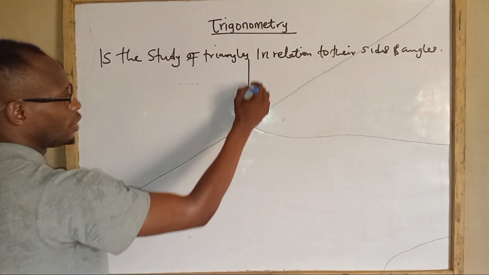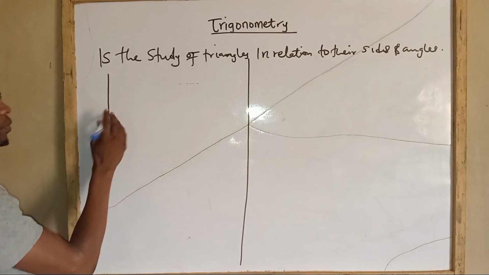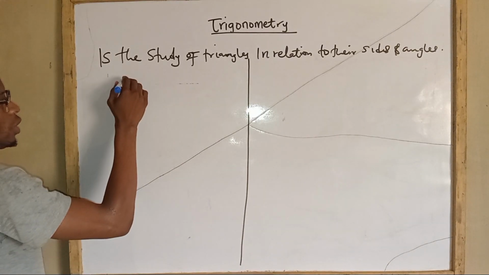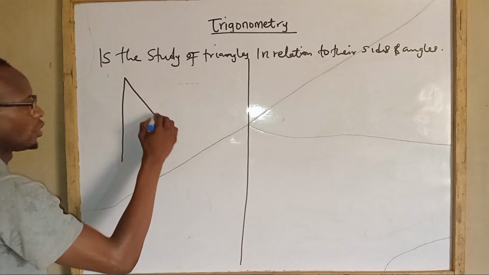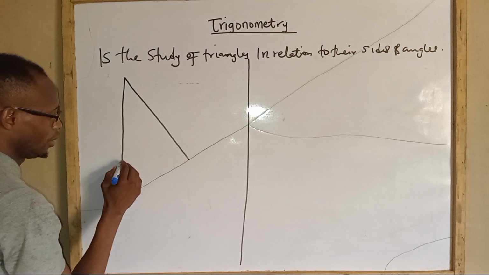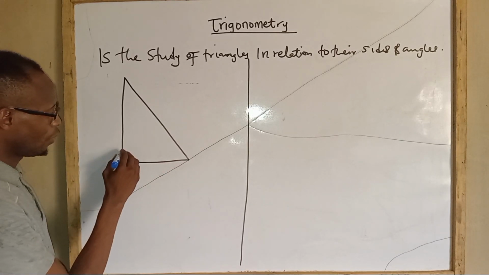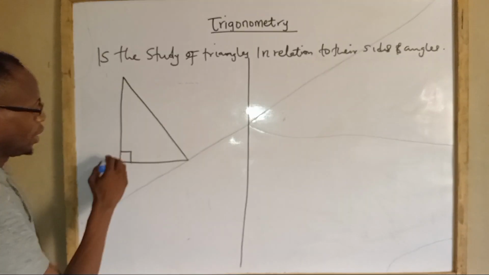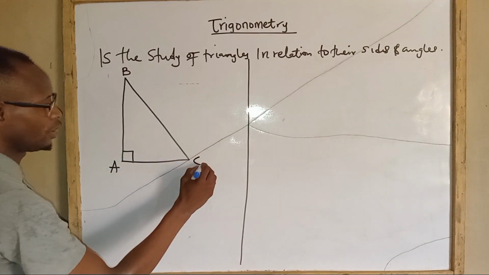Okay, let me divide this into two. So I'm considering a triangle, a right angle triangle. A right angle triangle means 90 degrees. So look at this right angle triangle. So we have our angle 90 here. If I call this point A, point B, and point C.